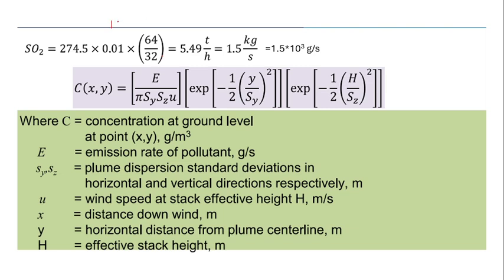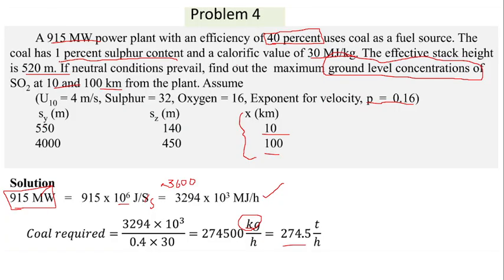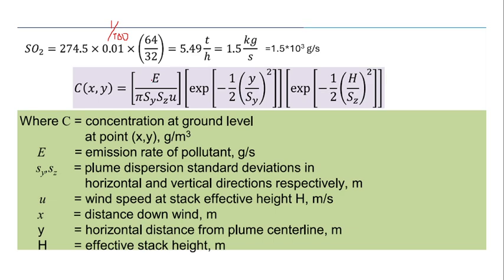So we are multiplying 274.5 into 1%, right? That is what is given in the question. So 1%, 1 by 100 means 0.01, into 64 divided by 32. Why? Because this is containing only 1% of sulfur. But we are calculating the concentration of sulfur dioxide. 64 is the molecular weight of sulfur dioxide, 32 is the atomic weight of the sulfur. So we are multiplying it with 64 and dividing it with 32.